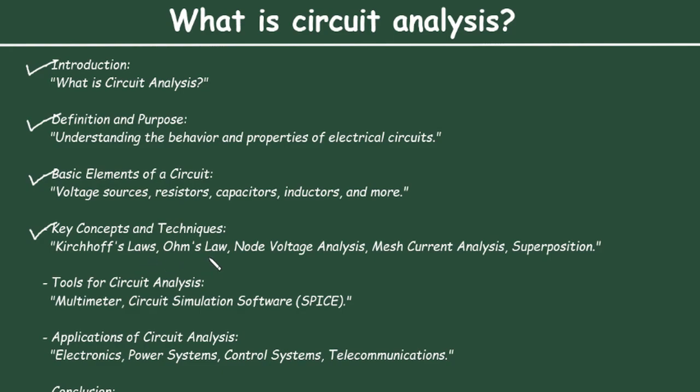B. Ohm's law. Ohm's law, named after the German physicist Georg Simon Ohm, is a cornerstone of circuit analysis. It defines the relationship between voltage, V, current, I, and resistance, R, in a circuit. Ohm's law states that the current flowing through a conductor is directly proportional to the voltage across it and inversely proportional to its resistance, I equals V/R. This law allows us to quantify the behavior of resistive elements in a circuit.